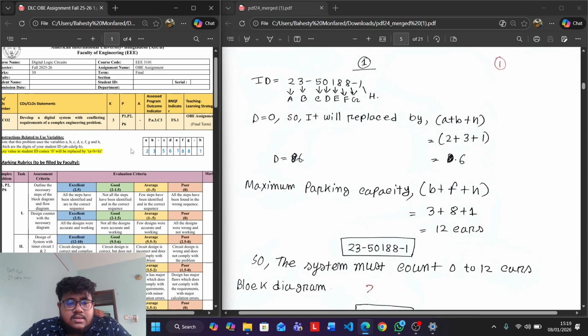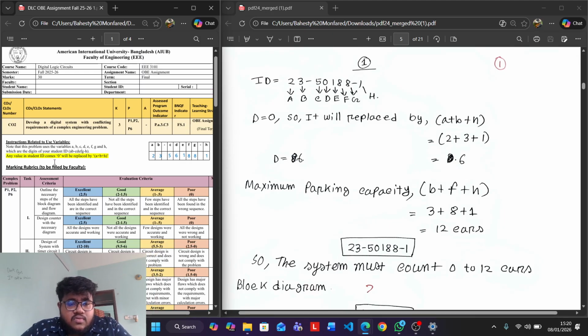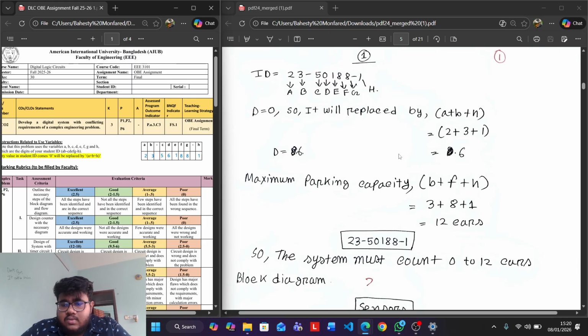In this assignment we have seen that the digits were divided into some alphabetical order. In my alphabetical order, my D was 0. There is a rule that no value can be 0, so it was replaced by A, B, H. My A was 2, B was 3, and H was 1, so that makes 6. So my D was 6.